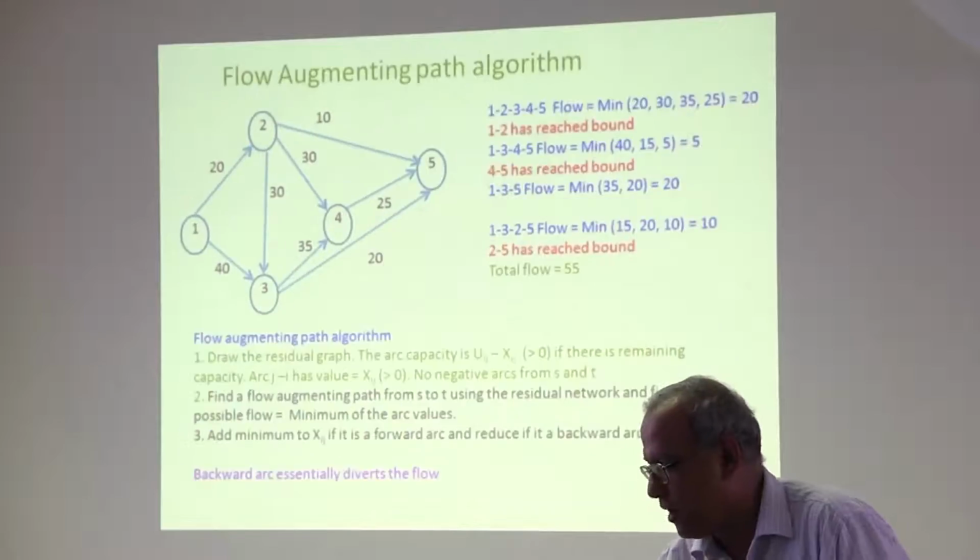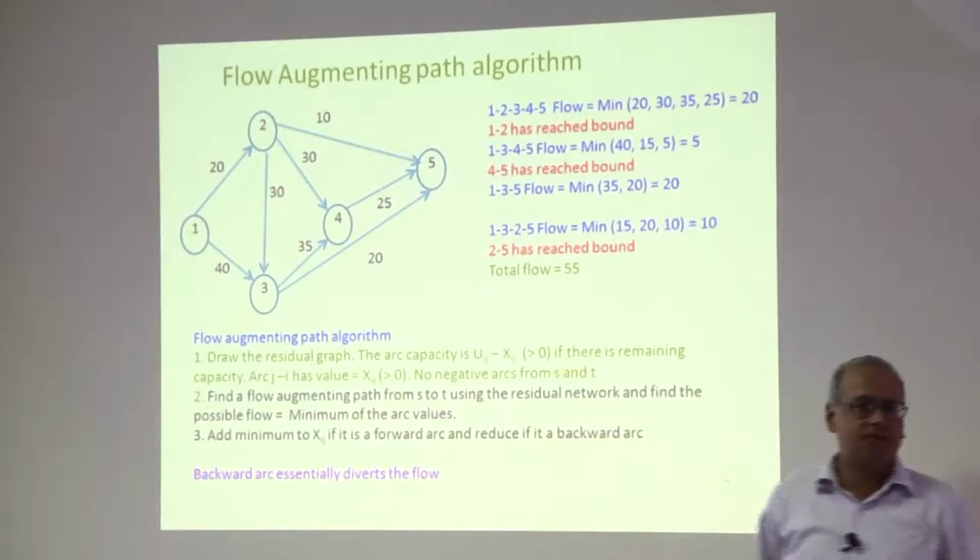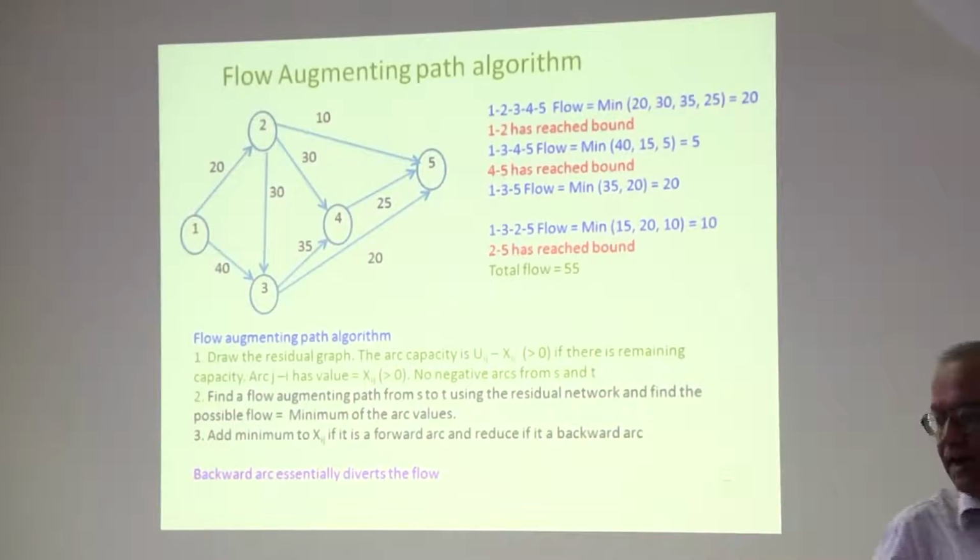So this is how your flow augmenting path algorithm works. Add the minimum if it is a forward arc and reduce it if it is a backward arc. So backward arc essentially diverts the flow. So this is your very basic flow augmenting path algorithm attributed to Ford and Fulkerson, 1957. Any questions? Fine? Sure. Now we are going to see slightly more advanced concepts, therefore I am asking. You're okay?